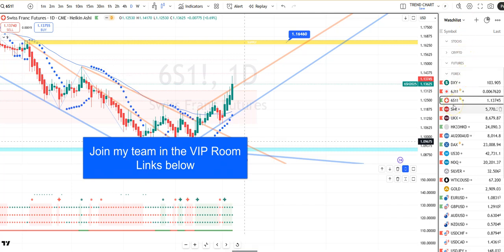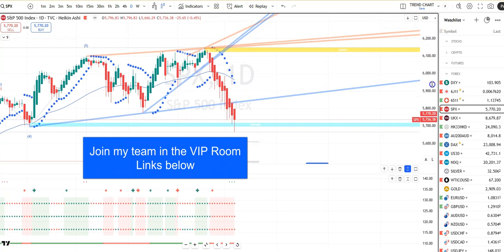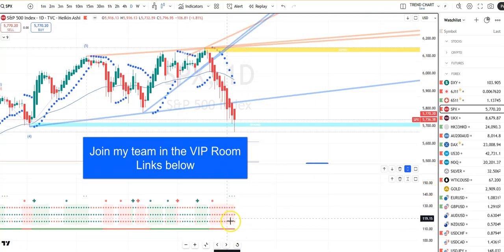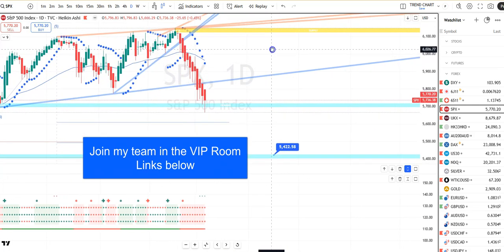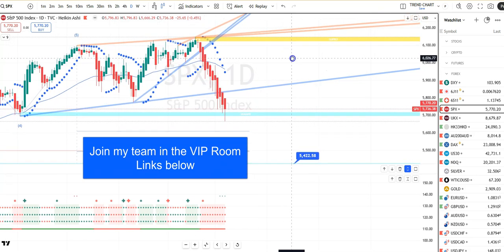So correlation in terms of the Swiss franc futures is that we'll be looking for sells on all the Swiss pairs. S&P 500 is to the downside, and we have a parabolic trend to the downside. All the sellers are in, so we're only looking for sells. If there's any change during the week, then I will be popping into the Telegram channel for VIP members, and I will update you every day with a daily video analysis.